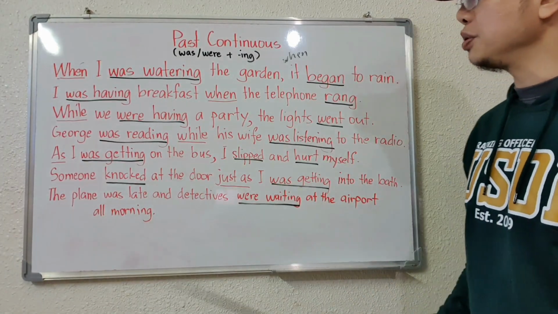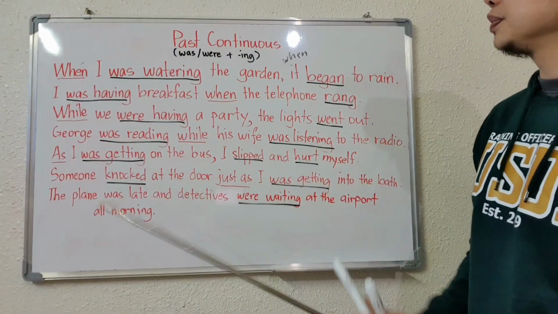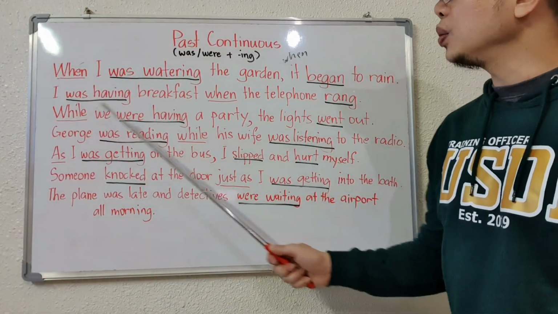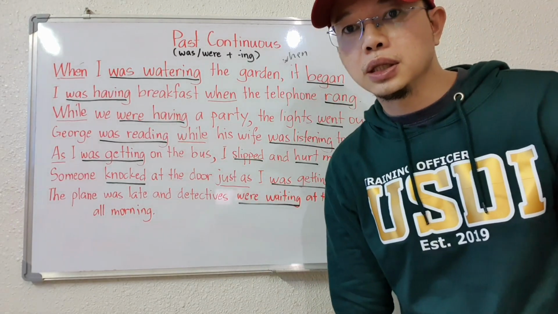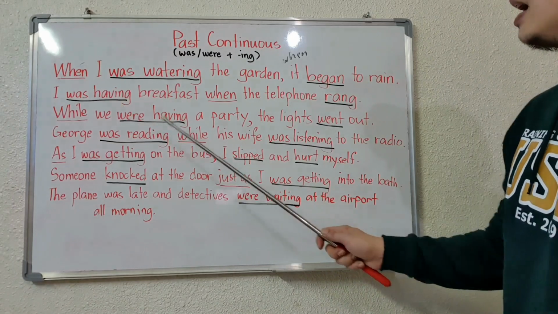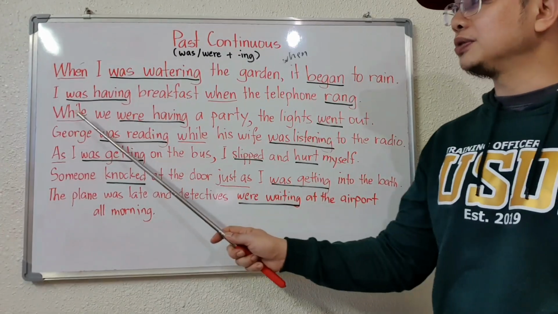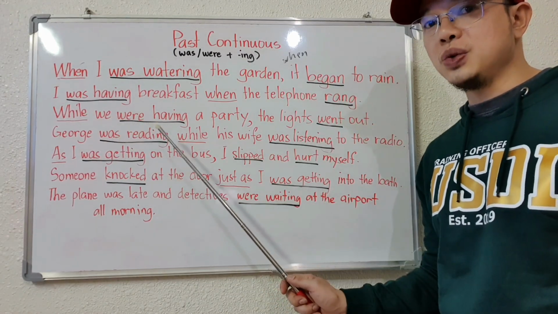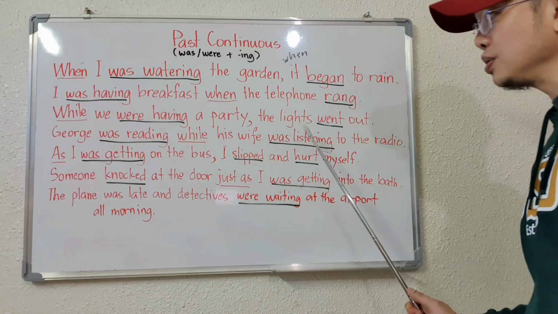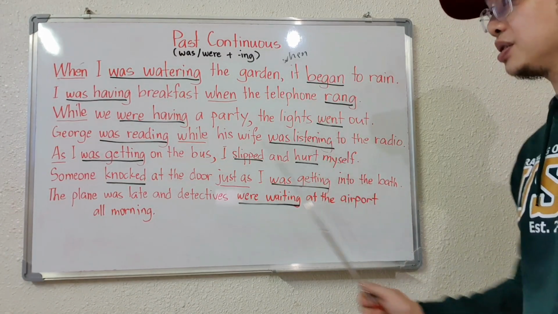How about the use of while? Let's see the example. While we were having a party, the lights went out. So you have while in the clause where you use the past continuous, and then you use the past simple with the clause without the conjunction while.